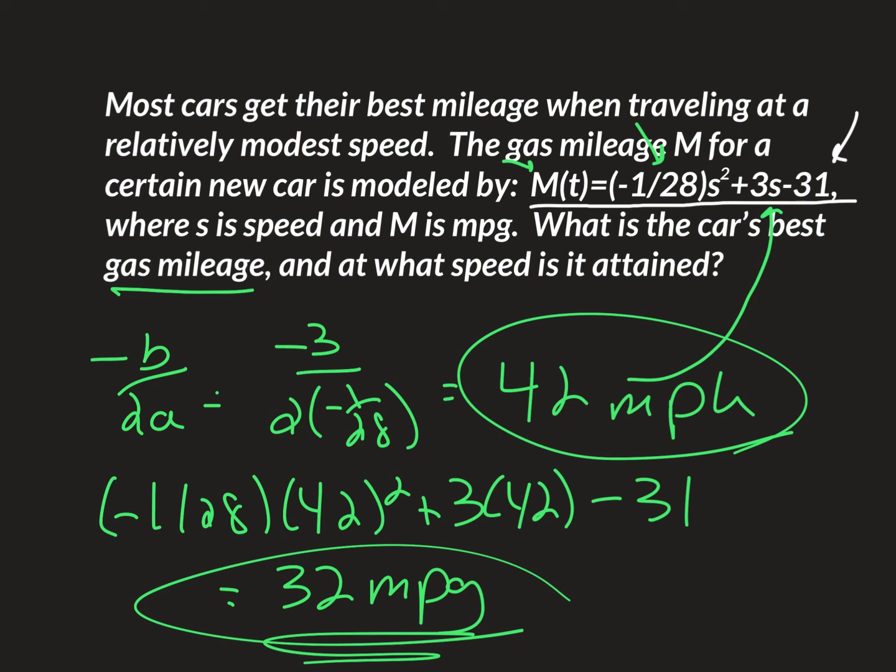Most people aren't going to drive 42 to get 32. Most people are going to drive 50 or 60 to get 26 or 28. That's just how it is. But if you want the best gas mileage, you've got to find that perfect speed, and there it is.